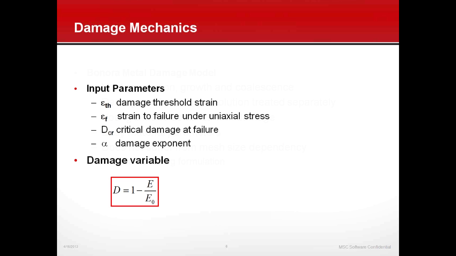The input parameters consist of 4 quantities: the threshold plastic strain when damage starts, the strain at failure, the critical damage at failure, and an exponent that needs to be determined for the evolution equations. The damage variable can be related to the Young's modulus, with the original Young's modulus E0 and the current one E. So the damage variable will be 0 for no damage and goes up to 1 as usual with these types of models. And of course, the damage variable itself has an evolution equation, which is the core of the model.